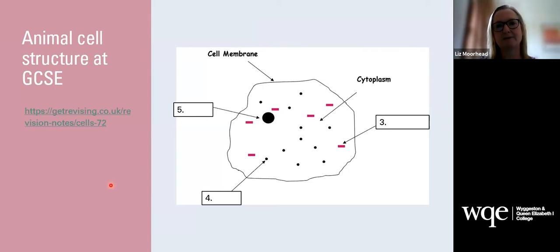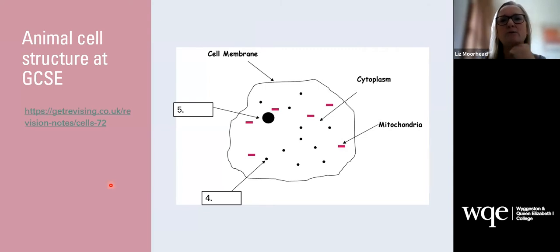Number 3 is the second largest organelle that you can see there on the diagram, and that is the mitochondrion, or plural mitochondria, which of course is the site of respiration, so where respiration takes place.